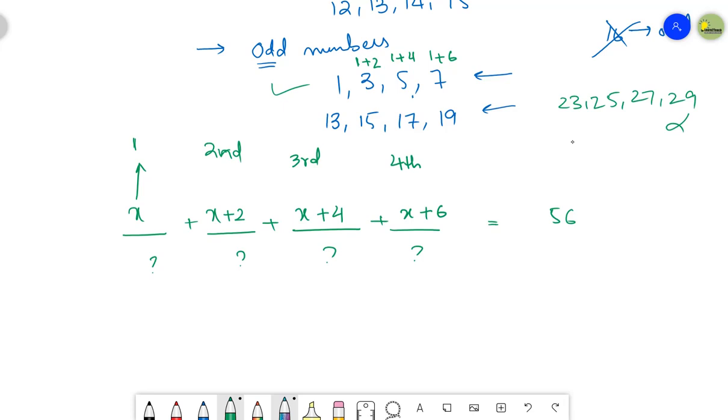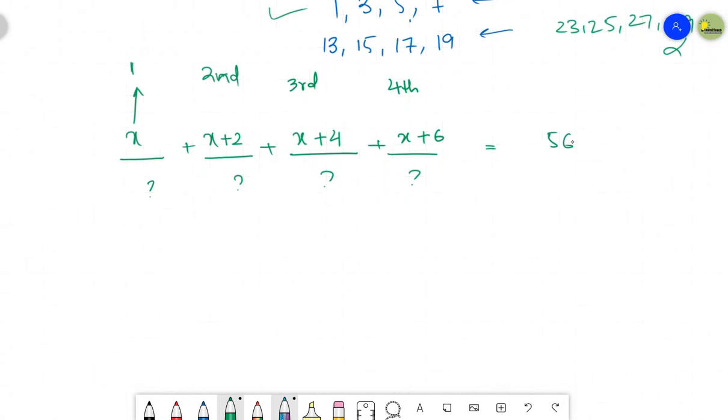Keep in mind that you don't know the exact numbers, so you have to assume a variable. So you will be writing all the consecutive odd numbers in terms of x. In this way, you are going to get your linear equation. These consecutive odd numbers are going to add and give you the sum that is 56. So let's solve this particular equation.